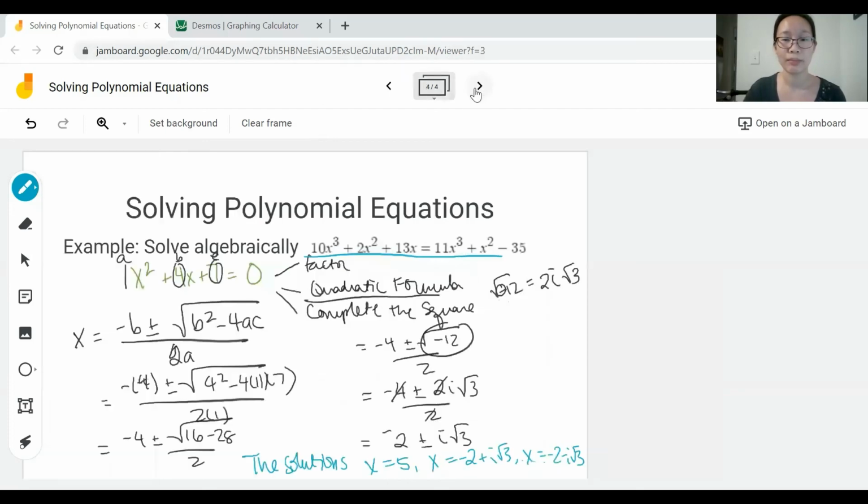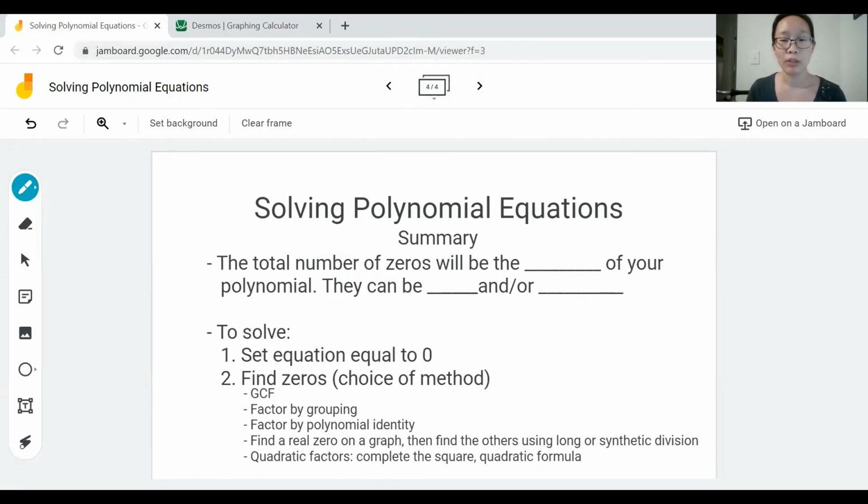Let's summarize. When we're solving polynomial equations, the total number of zeros will be the degree of your polynomial after you set it equal to 0. And these zeros, they can be real or they can be imaginary or complex. And if you're looking at a graph for points of intersection, you will only see the real zeros. You'll need another method to find the imaginary ones. To solve, you're going to set your equation equal to 0, and then you're going to find the zeros using any method that you like.